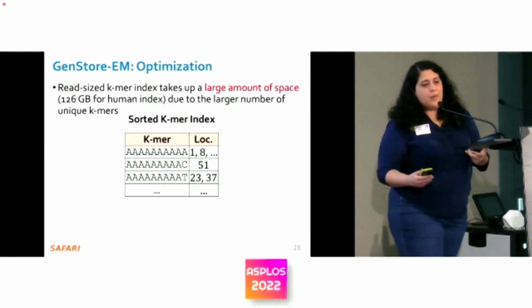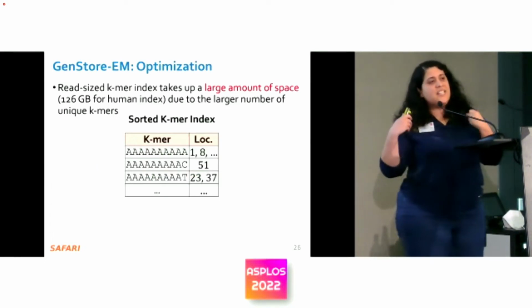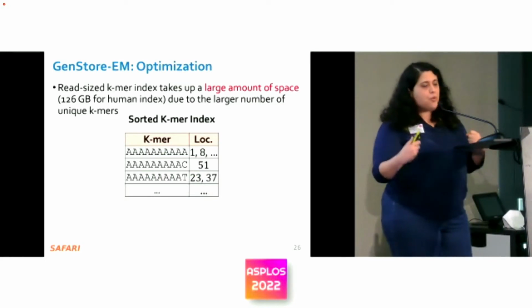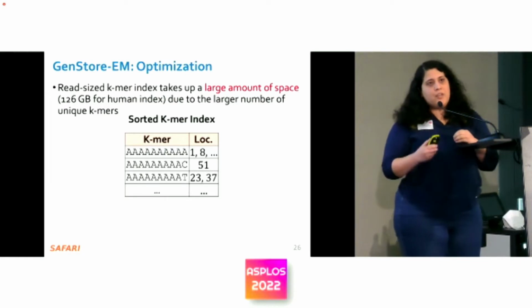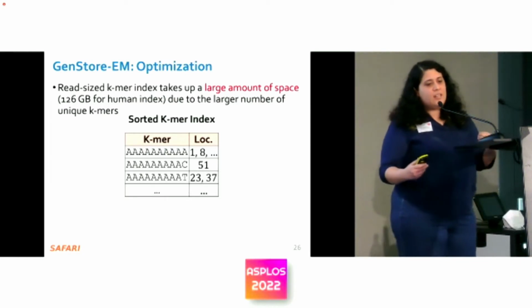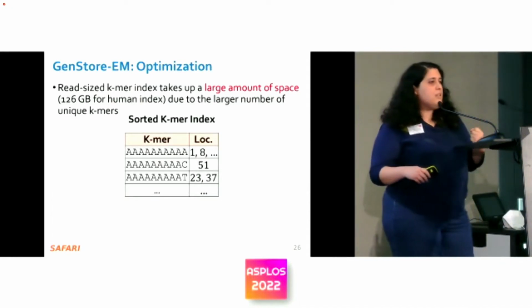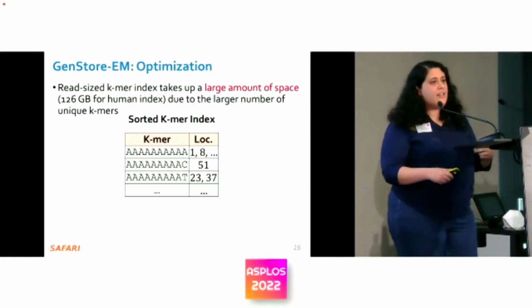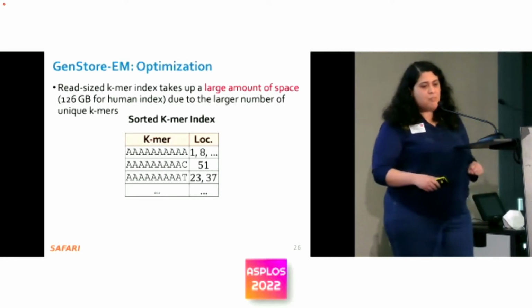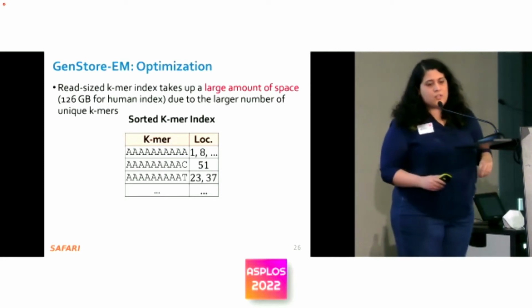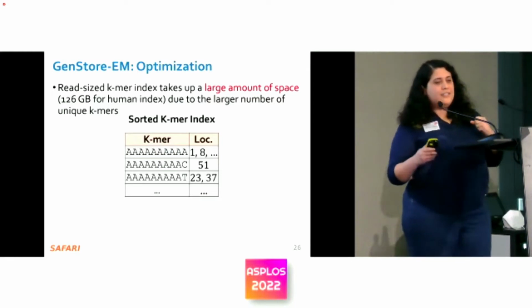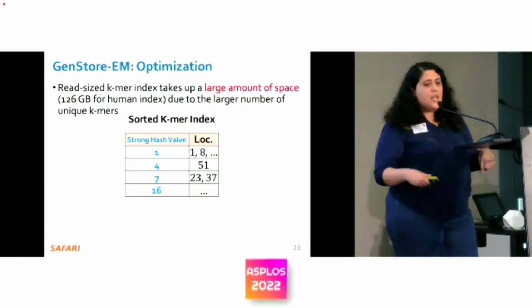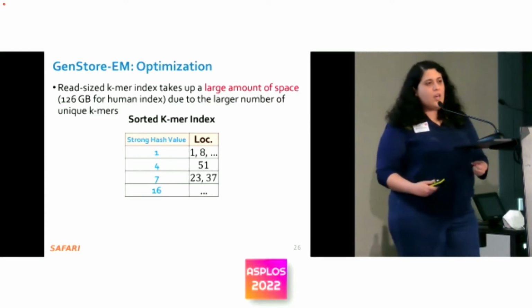So here I'm showing that despite the key benefits that these two data structures provide, their size can be very large. And that is because of the large number of unique read-length k-mers. These k-mers are typically around 10 times larger than the k-mers used in the baseline read mappers. So the size of each k-mer is also larger. So we try to reduce the size of the data structure by replacing these k-mers with strong hash values of each read-sized k-mer.